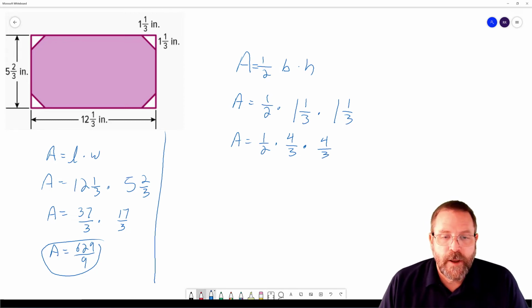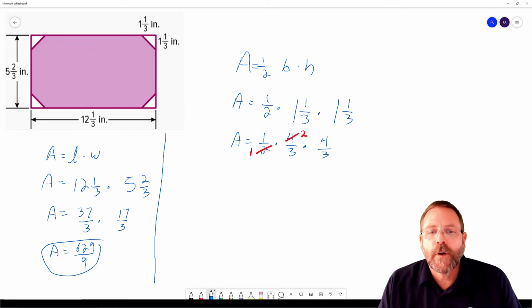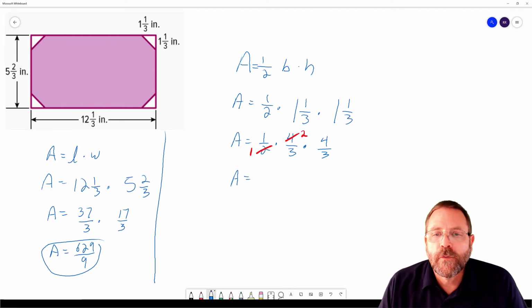I'm going to simplify before I multiply. 2 goes into 2 once. 2 goes into 4 2 times. And now we're going to multiply it out. Area is equal to 1 times 2 is 2, 2 times 4 is 8, 1 times 3 is 3, 3 times 3 is 9. So the area is going to be 8/9.